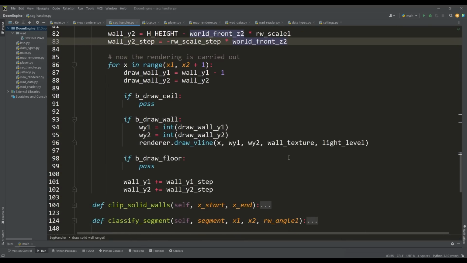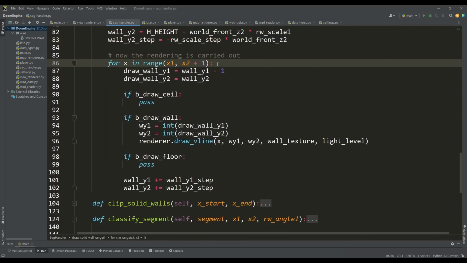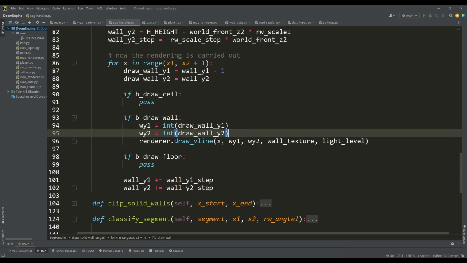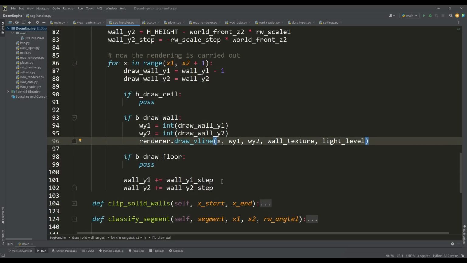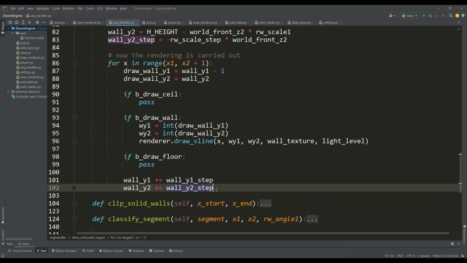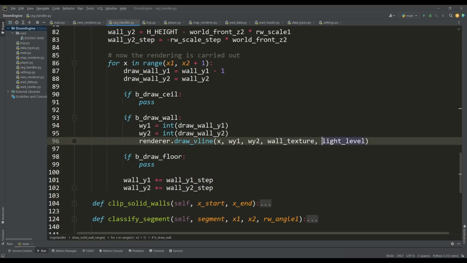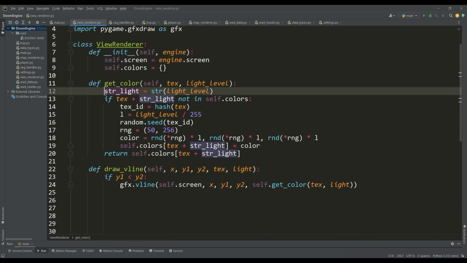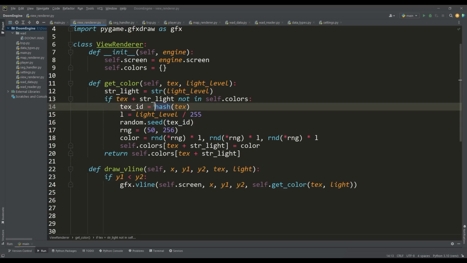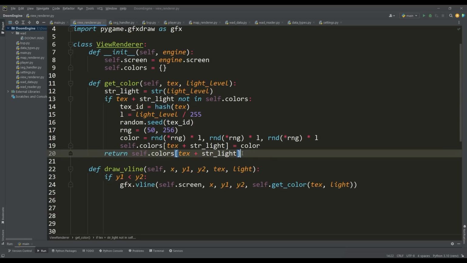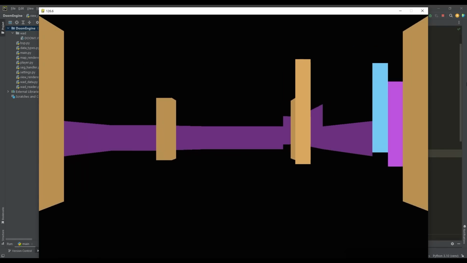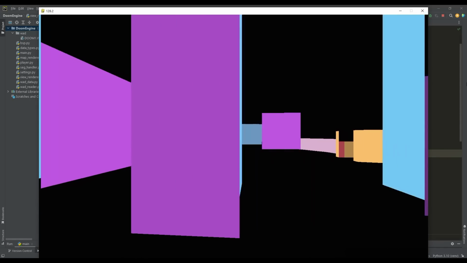And it remains for us to iterate over all x-coordinates of the segment, and draw the corresponding vertical line. At the same time, at each iteration, we apply the calculated step values to change the y-coordinates for the next wall line. And at the moment, the name of the texture and the value of the light level are passed to the rendering function. This is done in order to form a hash of the texture name, and generate a color. Given the value of the light level, we do this once and put it into the cache of all colors. And finally, we can see a partial rendering of the first level of Doom.